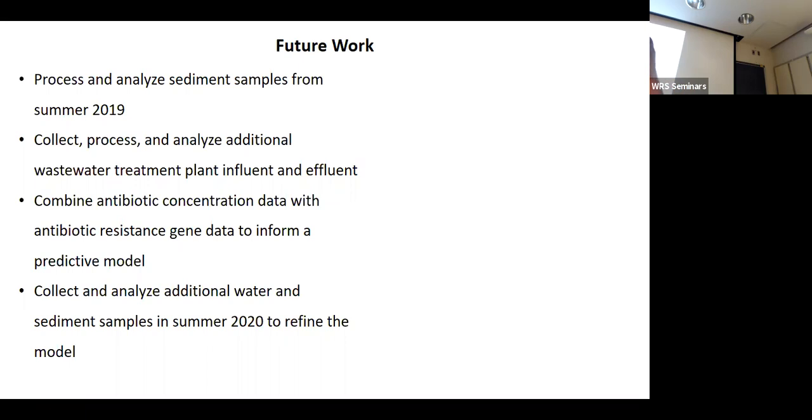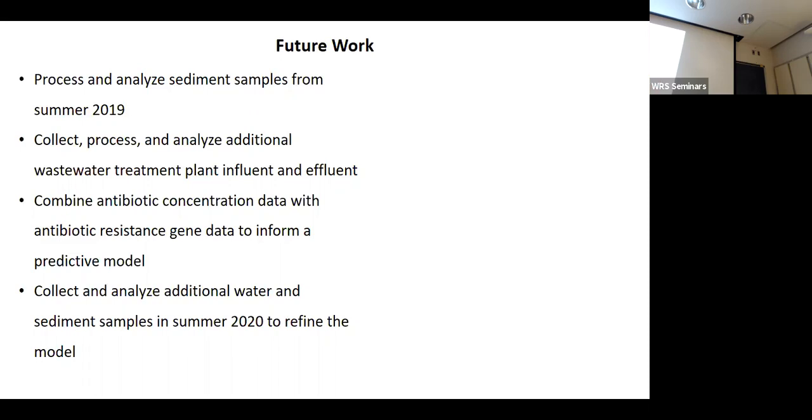This is in collaboration with someone else who's going to combine the antibiotic concentration data with antibiotic resistance gene data to inform a predictive model. So this model is trying to, as I mentioned before, parse out, if we have a certain resistance gene there, what else is there that is affecting that.